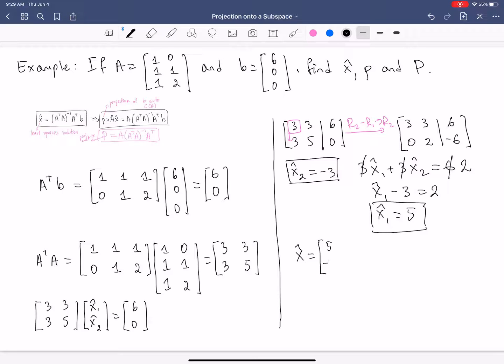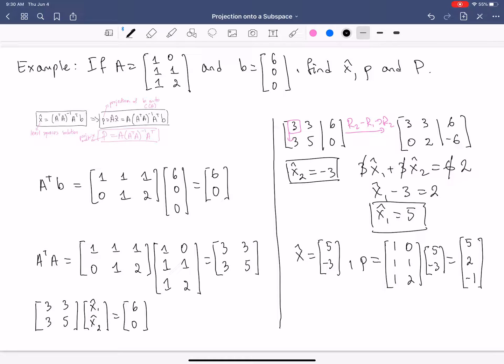So the answer to finding x hat is 5, negative 3. Now to find the projection little p, p is A times x hat, so I just have to multiply the matrix A, [1, 1; 1, 0; 1, 2], times x hat. And I'm going to get a vector with 3 components because remember, p is supposed to replace b. So p and b are in 3 space, but x hat is not. So we have a 5 here. 5 minus 3 is a 2. 5 minus 6 is a negative 1. So this is the projection p.